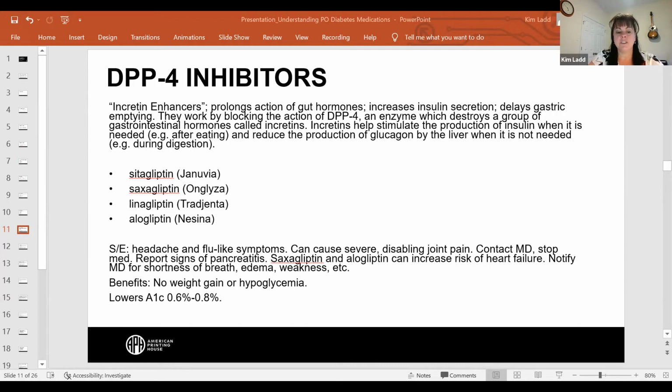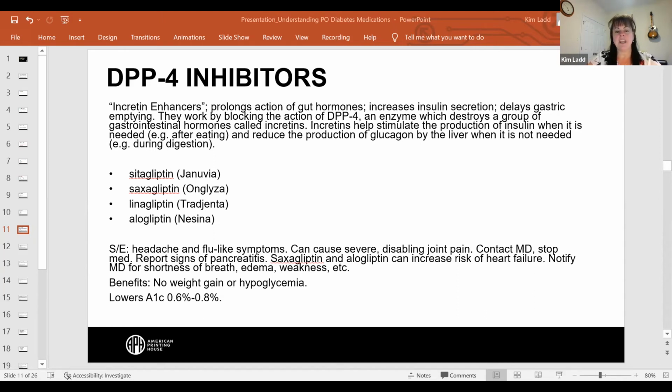The side effects of these medications are headache and flu-like symptoms. They can also cause severe disabling joint pain. If you have severe disabling joint pain after starting these medications, you want to immediately call your doctor and stop the medication. You also want to report signs of pancreatitis. Saxagliptin and alogliptin can actually increase the risk of heart failure. So signs of heart failure are shortness of breath, edema, and weakness.